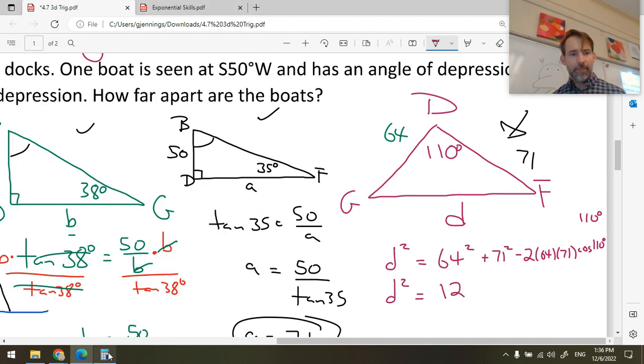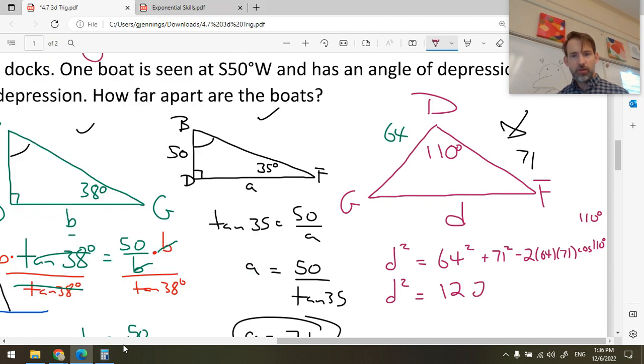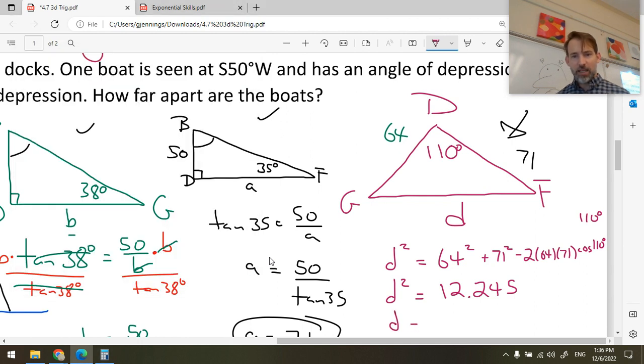Yeah, 12,245.2. Then we square root that, and it's 110.7, so 111. D is equal to 111 meters. The calculator is cooperating. So that's how you do it.